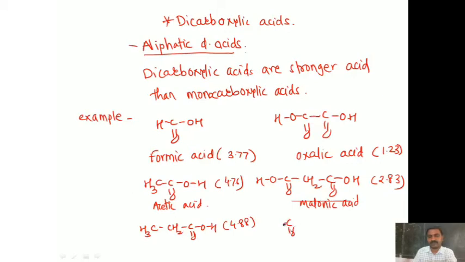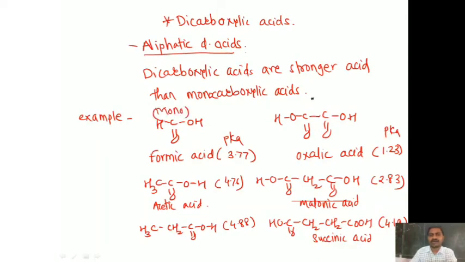and this CH2COOH, this is called succinic acid. Succinic acid has pK value 4.19. So these are the pK values of these acids. This is monocarboxylic acid and these are the dicarboxylic acid.